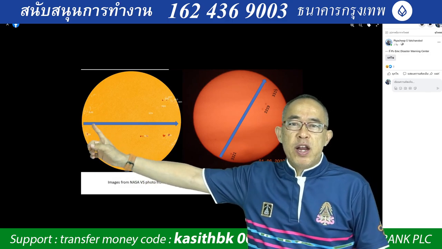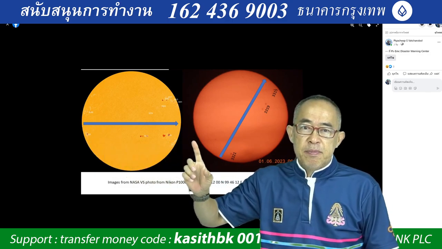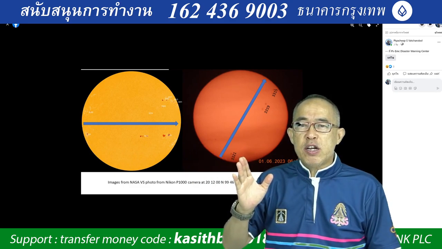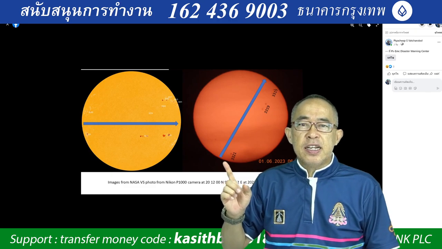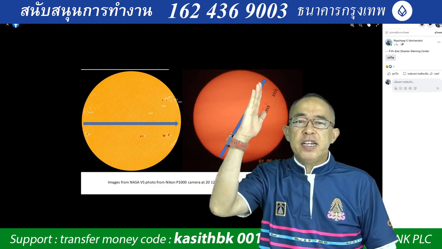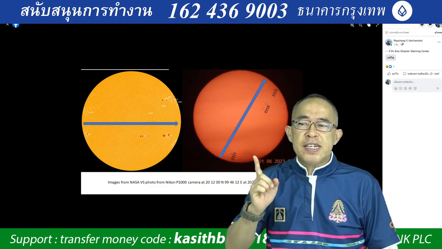Sunspot rotates from left to right. But in the early morning, when I take the photo with the Nikon P1000, it indicates that the sunspot rotation is from the bottom up. Let's say almost about 80 degrees different from the NASA image.